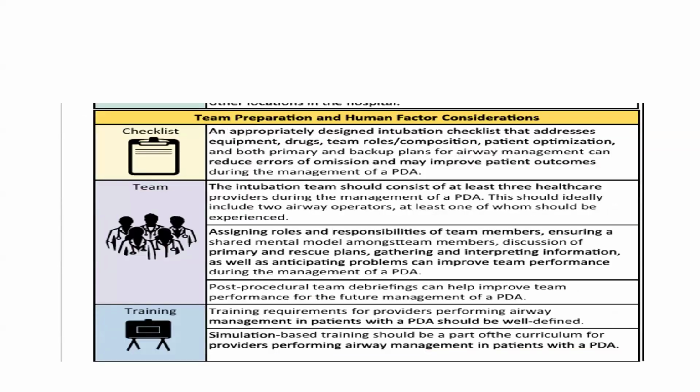Now about team preparation and the human factor consideration. An appropriately designed intubation checklist that addresses the equipment, drugs, team role, composition, patient optimization, and both primary and backup plans for airway management can reduce errors of omission and may improve patient outcome during management of physiologically difficult airway. The intubation team should consist of at least three healthcare providers, and this should include two airway operators, at least one of whom should be experienced.